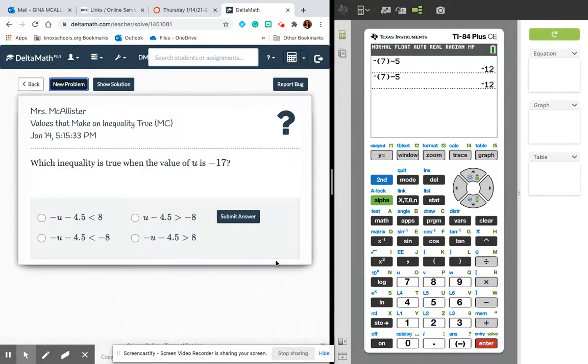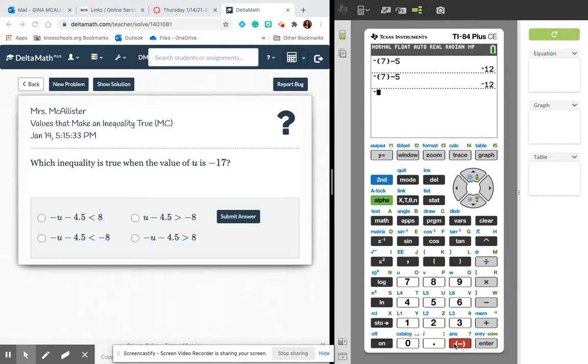All right. So which inequality is true when the value of u is negative 17? So I'm going to go to my first one. Negative u minus 4.5 is less than 8. So I'm going to go to my calculator. Whenever I remove or replace a letter with a number, I put it in parentheses.